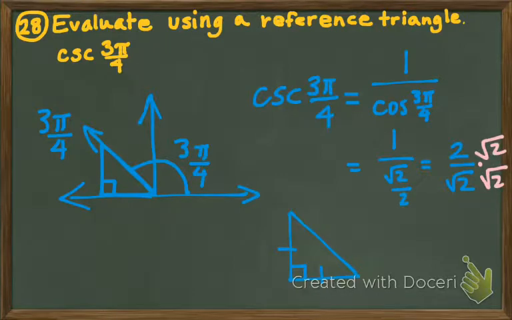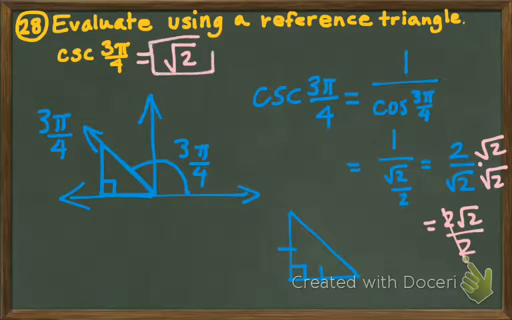Well, now on the top I have 2 square roots of 2, and on the bottom I have the square root of 2 squared, which gives me 2 and cancels, and that gives me the square root of 2, which is my answer. And we are finished with number 28.